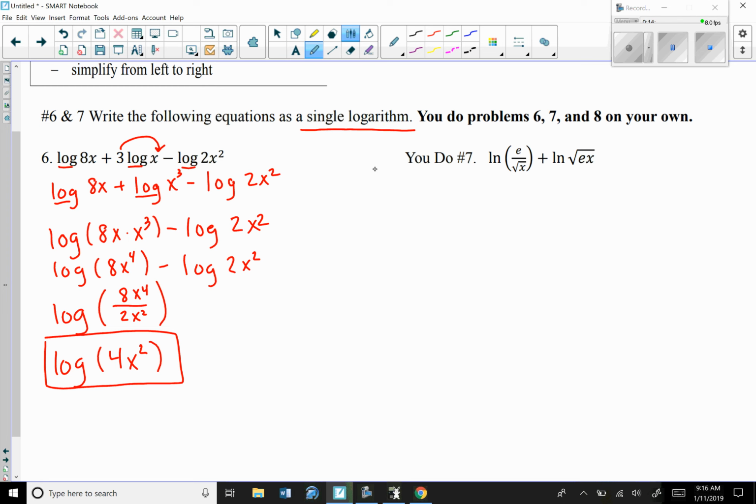So why don't you go ahead and see if you can do number 7 on your own. And I'll give you a hint. It's probably a lot easier to rewrite your radicals as exponents first, so that might help you out.